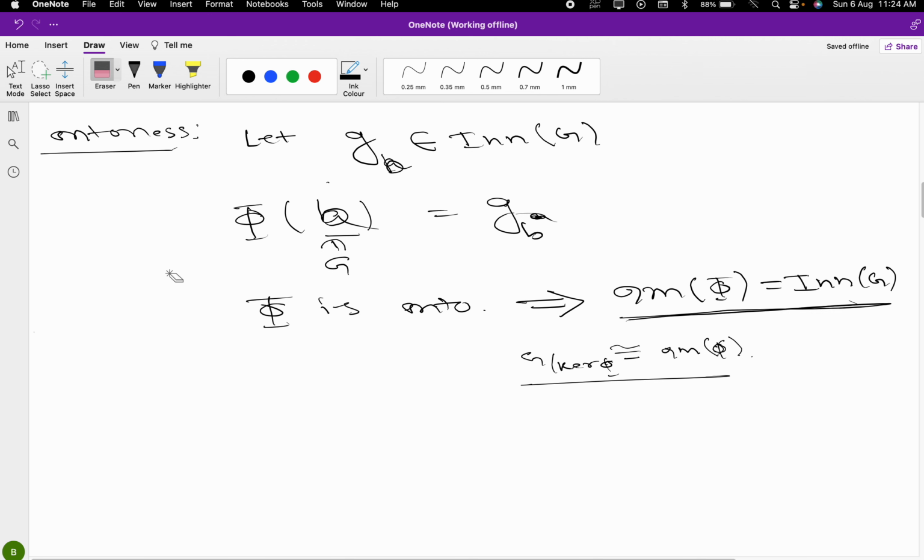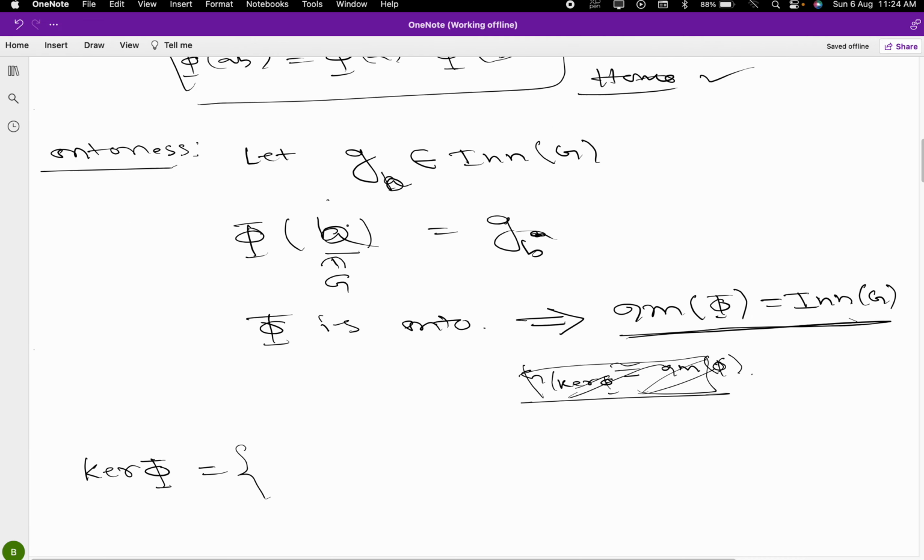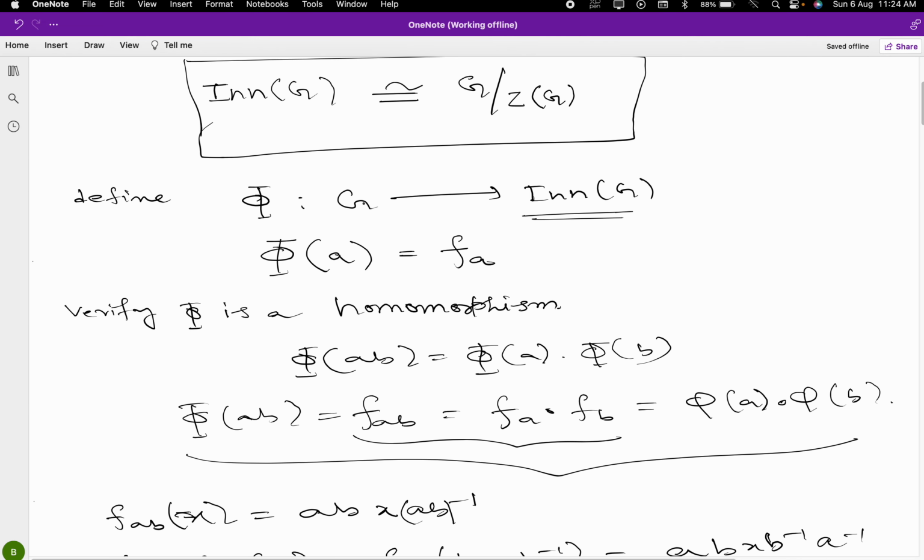We just need to see its kernel, because we are trying to apply the first isomorphism theorem over here, right? So let's take the kernel of phi. What do we mean by kernel? Kernel means all the elements inside the group G such that phi of any such element goes to the identity of the inner automorphism, right?